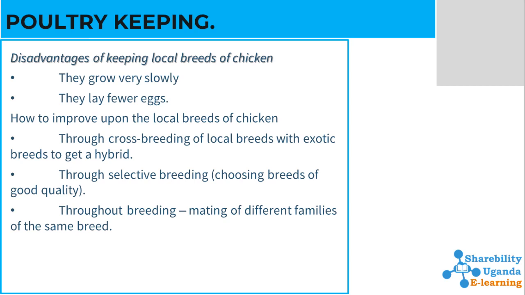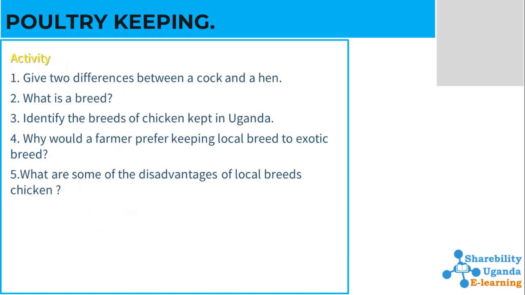How to improve on the local breeds of chicken? We can improve on local breeds of chicken through crossbreeding local breeds with exotic breeds to get hybrids, through selective breeding, choosing breeds of good quality, and through breeding, mating of different families of the same breed. That is how we can improve upon the local breeds of chicken.